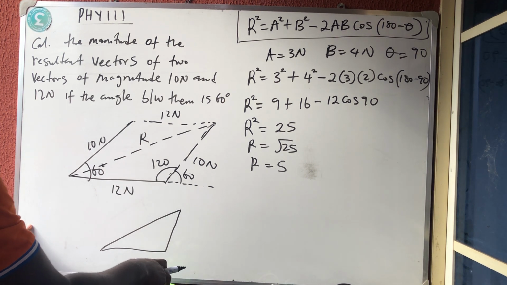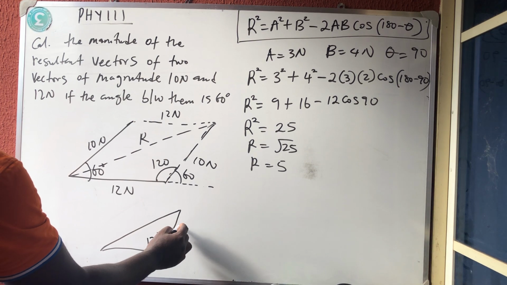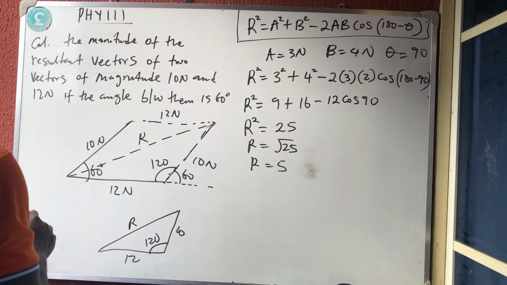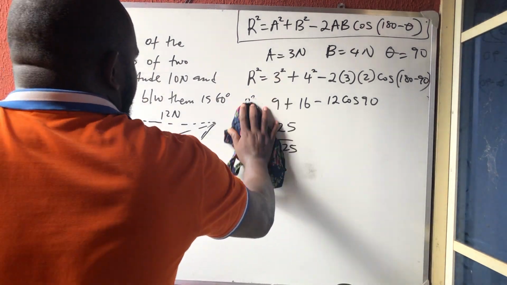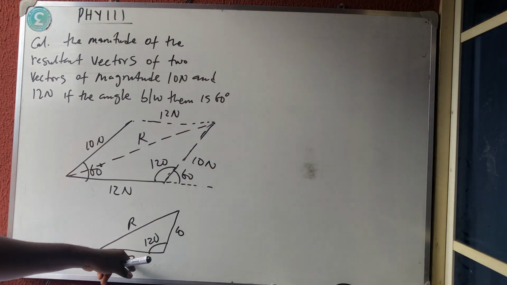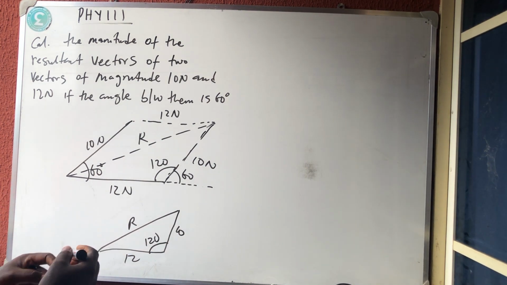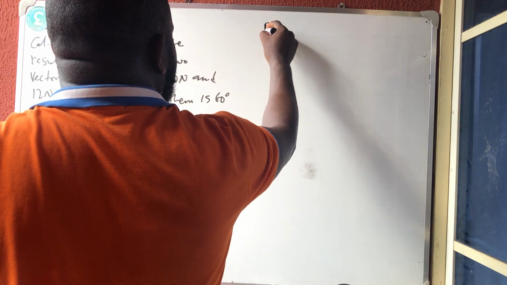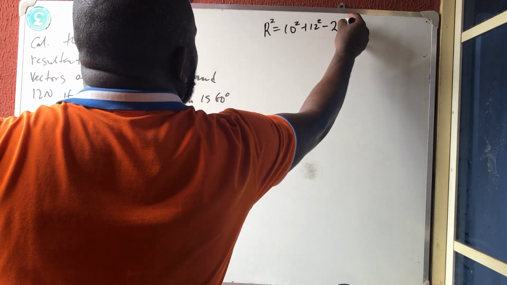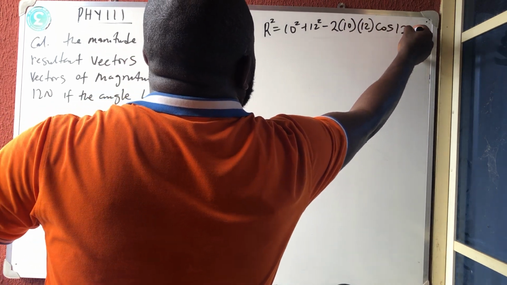So you are now talking about a triangle like this, and I'm having that here is 120, here is 10, here is 12, and here is R. If you look at this triangle, it has two sides and one angle, and that angle is in between the two sides. So you are going to use cosine rule. R squared is equal to 10 squared plus 12 squared minus 2 times 10 times 12 cos 120.